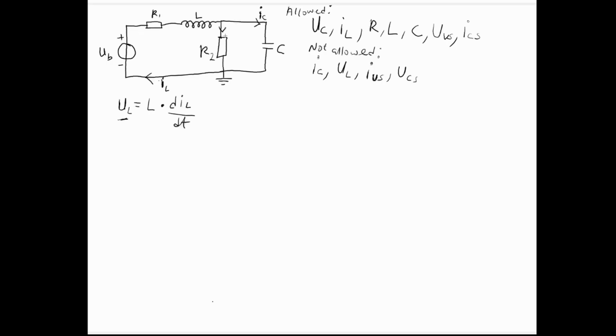Then for this one, there's no memory element on this branch. So I go ahead and name this current the current of the resistor R2. So this method makes it easier for me, reduces the number of equations and substitutions that I need to make. Now, I haven't done this one.